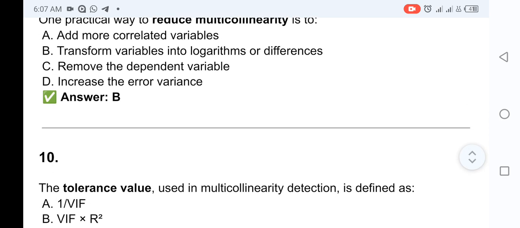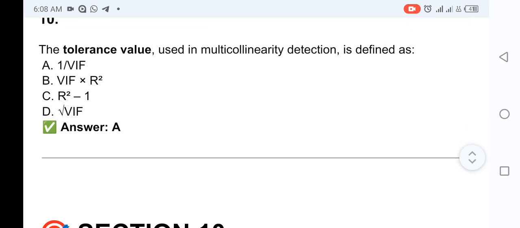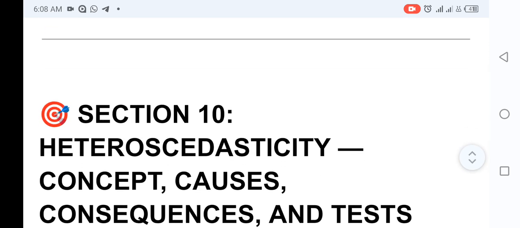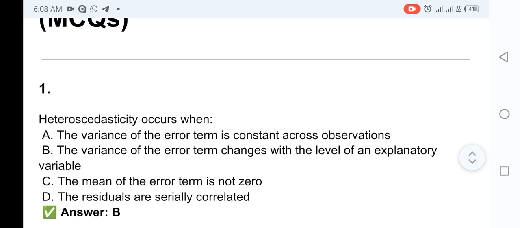10. The tolerance value, used in multicollinearity detection, is defined as: A. 1/VIF, B. VIF times R², C. R², 1, D. Square root of VIF. Answer A. Direct hit Section 10, Heteroscedasticity: Concept, Causes, Consequences, and Tests, MCQs.